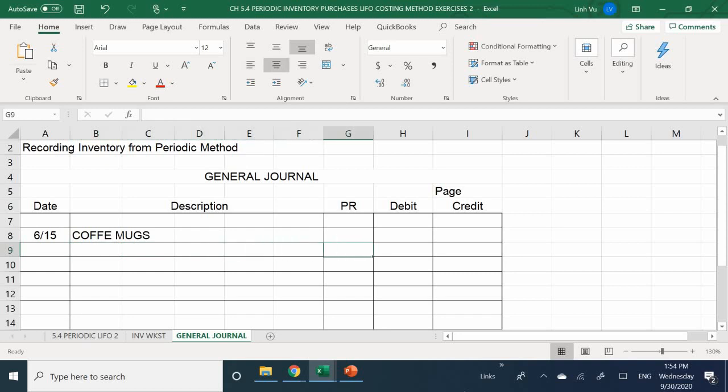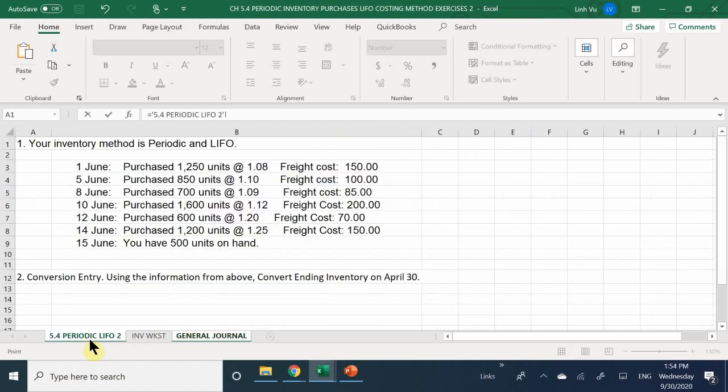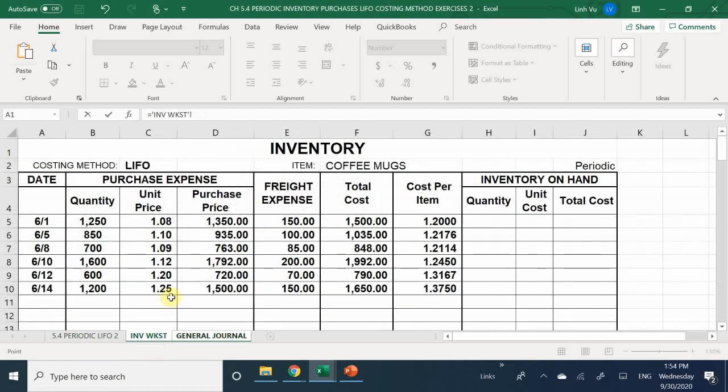And do we know a total amount that we are going to be placing into our coffee mugs? Oh, wrong one. There you go.